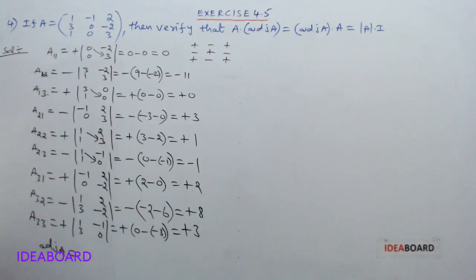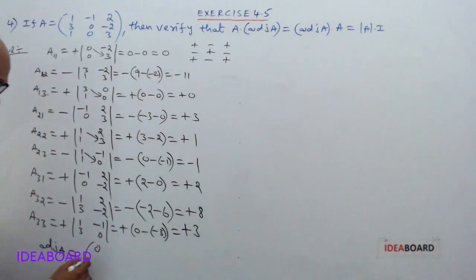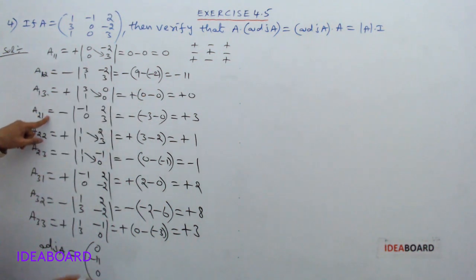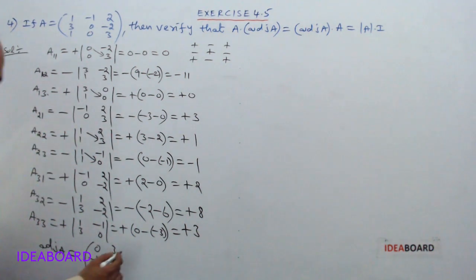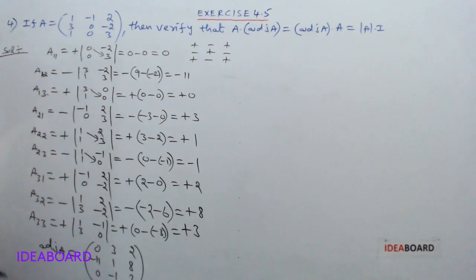Therefore now adjoint of A equal to, we have to take the transpose of the cofactor matrix. So that it's equal to, here we are having 0, 3, 2, minus 11, 1, 8, 0, minus 1, 3.